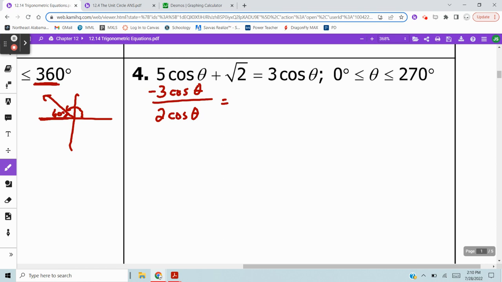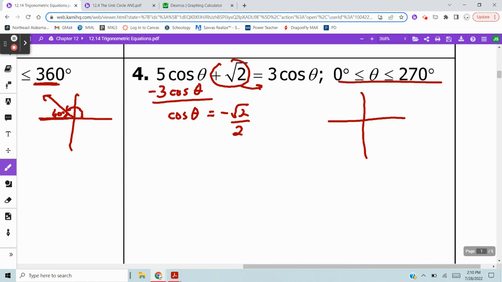Now, in the same step, let me come down here. In the same step, I'm going to go ahead and move this root 2 to the other side, and it will become negative root 2. Next step, since 2 is being multiplied by cosine, I'm going to move it over by dividing. And I now have cosine equal to negative root 2 over 2. Let's find all the answers. Since it's cosine, let's find all the answers from 0 to 360, and then we'll use that to find where we're looking for. So cosine is negative.